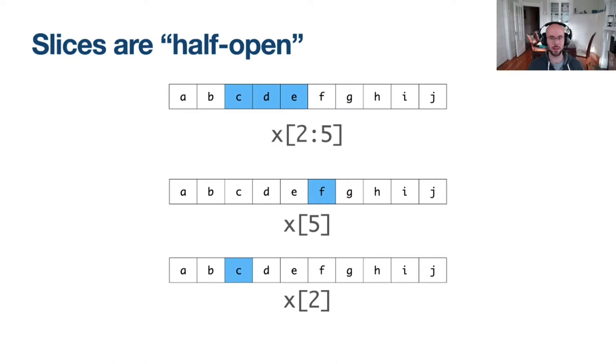I forget if we call this half open on the left or the right, but it's closed on the left and open on the right. So why do slices work like that in Python? Why is this the convention that we've settled on? Why doesn't the slice, for instance, include both endpoints, or neither, or include the right but not the left?